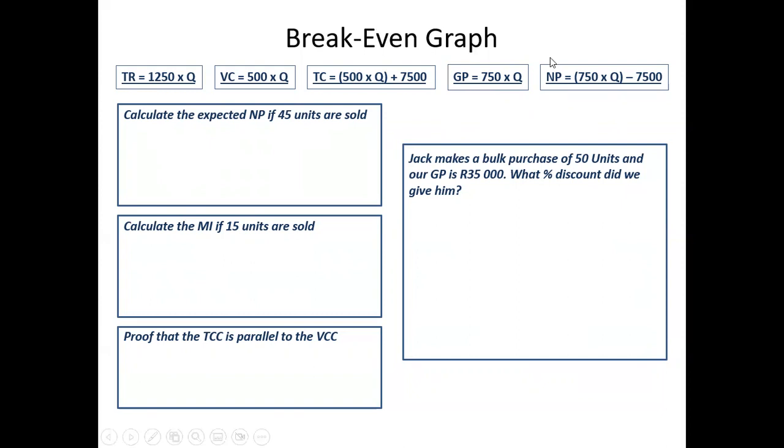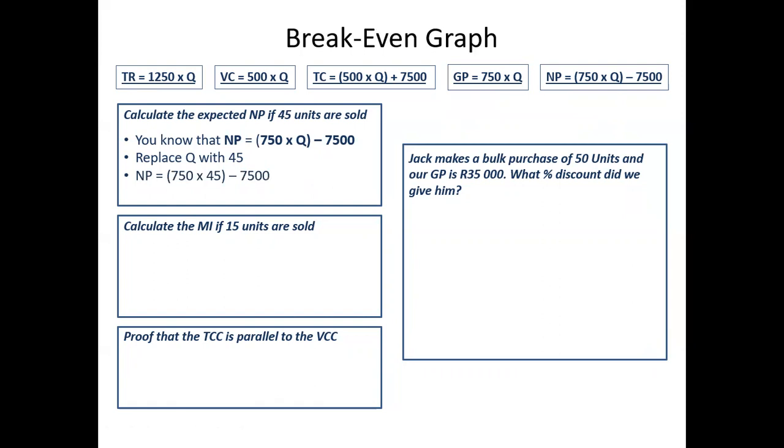So what I'm going to do, I'm going to use this formula here, my net profit formula. I know that it is 750Q minus the 7,500, and now I simply replace the Q with the 45 that was asked there, and therefore my net profit is 750 Rand times the 45 minus 7,500, and so my net profit, if I'm going to sell 45 units, is simply 26,250 Rand.